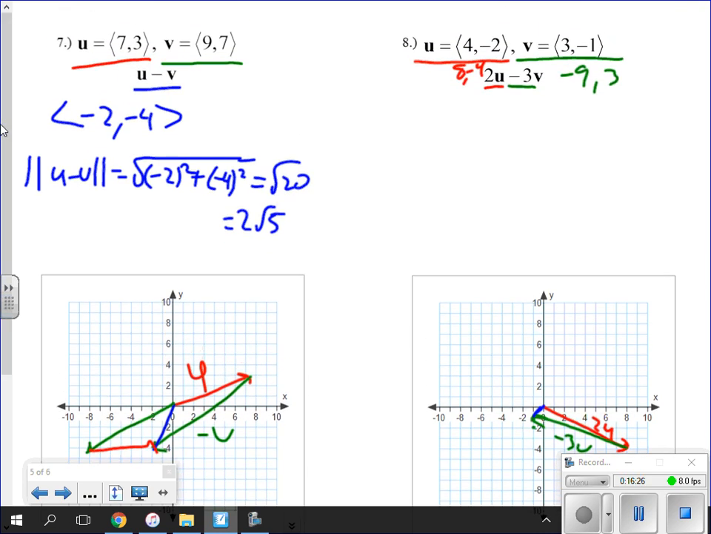And let's double check my math. 2u is 8. So 2u minus 3v is vector 8 minus 9, so I get negative 1. Negative 4 plus 3 gives me negative 1, so I get negative 1, negative 1. That is my 2u minus 3v. And the magnitude of 2u minus 3v would be the square root of 1 squared plus negative 1 squared, which is the square root of 2. Nice, short, simple, sweet. Thus endeth the lesson.